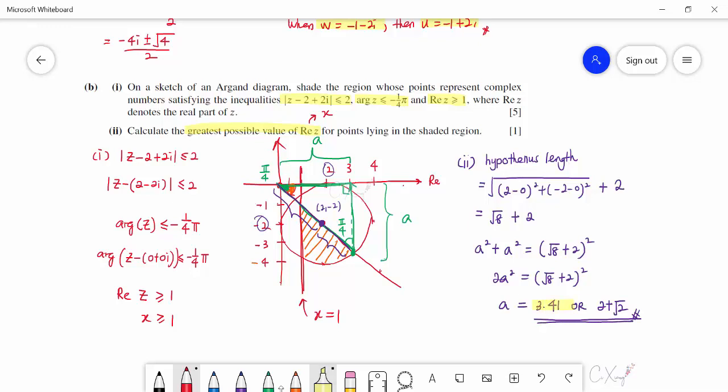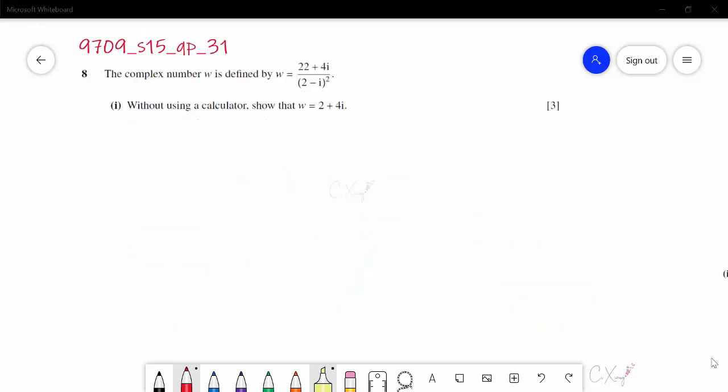So for this question, to answer it, you can see that we are trying to use the triangle that can be seen in the Argand diagram, and also using some basic concepts on all the angles related to the triangle and the hypotenuse, the Pythagoras theorem. All right, so this is how we solve this particular question from May, June 2012, paper 3.3.